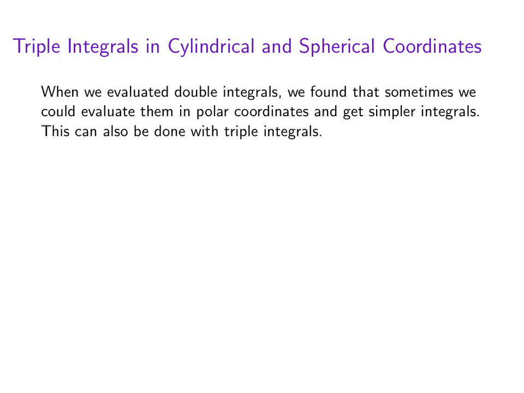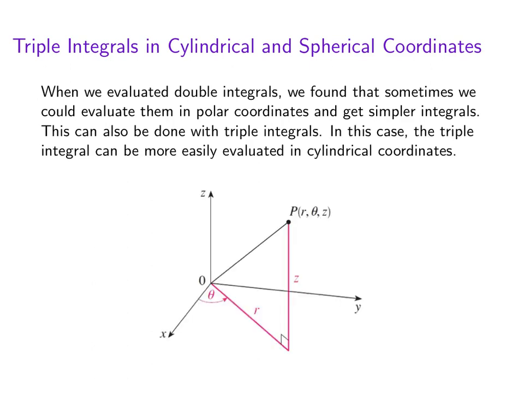This same trick can be done with triple integrals. For the integral that we came up with for the mass, this triple integral can be more easily evaluated in cylindrical coordinates. So remember that in cylindrical coordinates, we talk about r, theta, and z. The z is the same z as in rectangular coordinates, and r, theta are the polar coordinates of the projection of the point x, y, z into the xy plane.